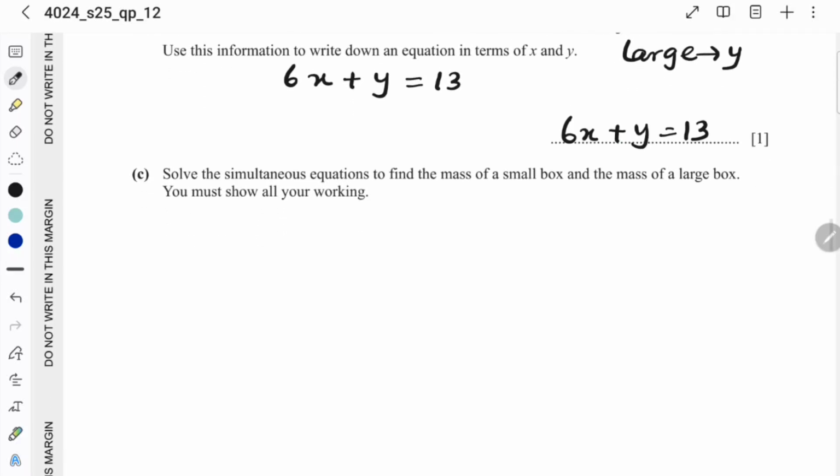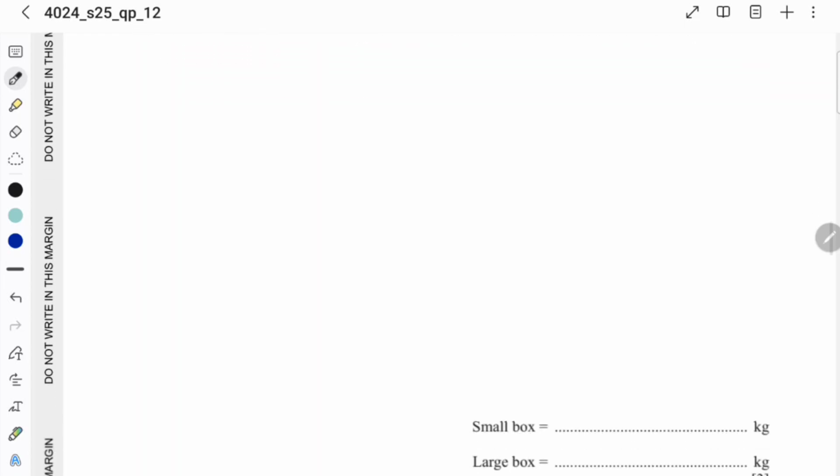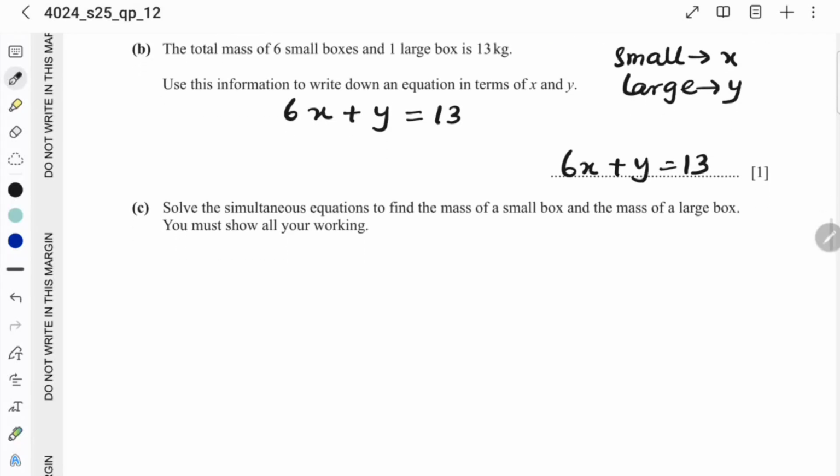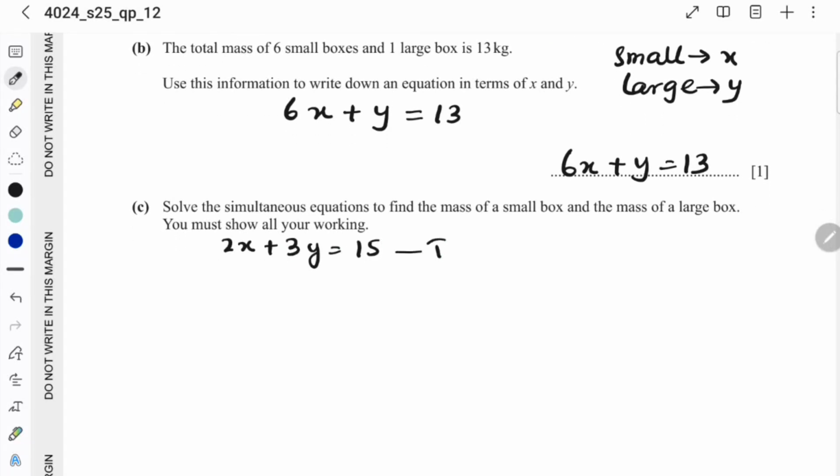Solve the simultaneous equations to find the mass of the small box, means what is the value of x, and the mass of the large box, it means the value of y. So we are going to solve simultaneously, and this question is of 3 marks. Alright, so the first equation is 2x plus 3y equals 15, and the second equation is this one, 6x plus y equals 13. I'm using the substitution method here because I got 1y.